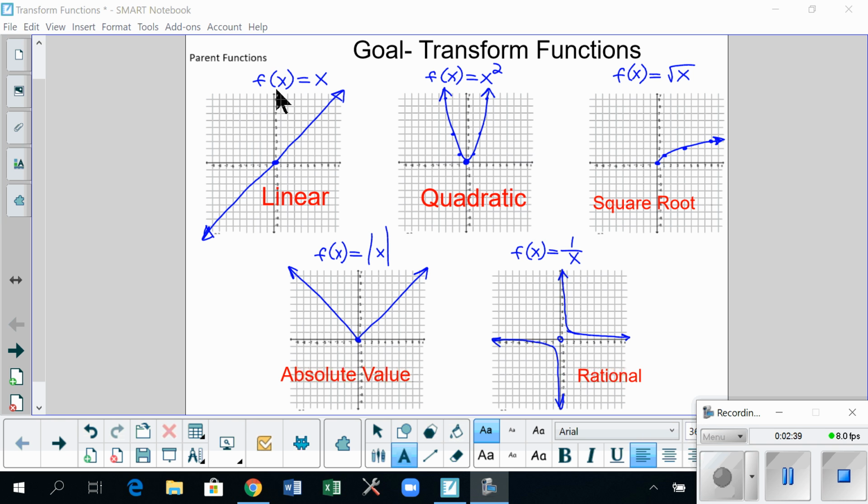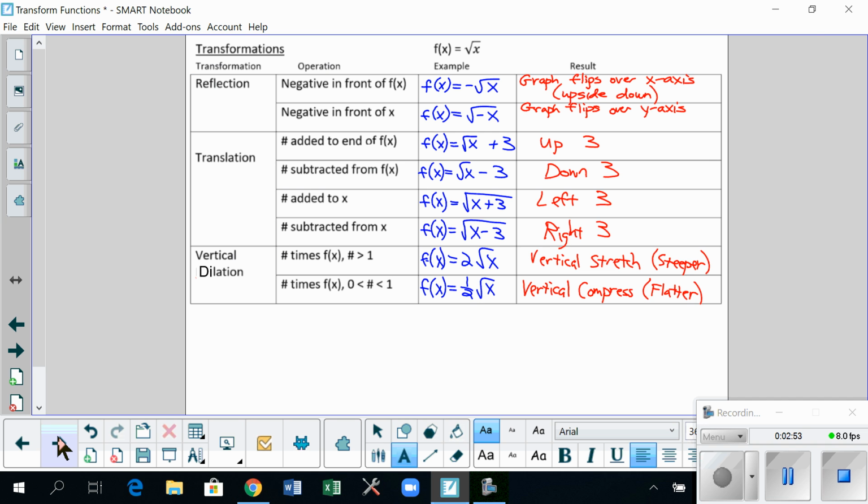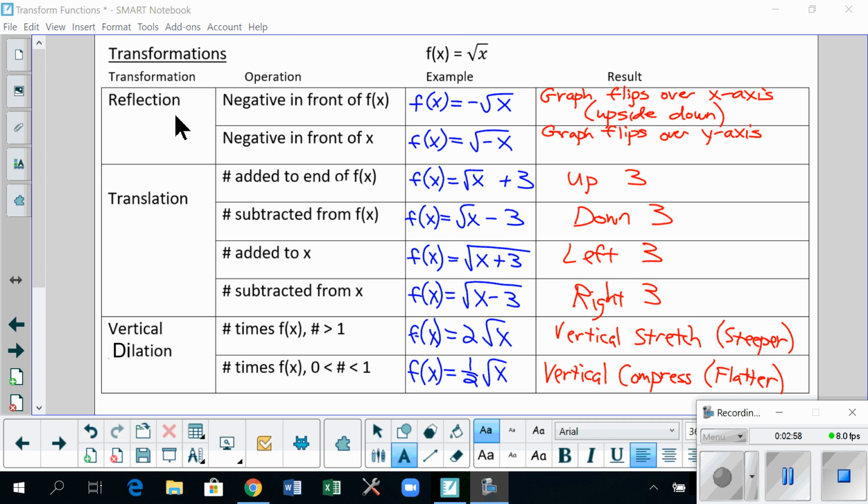So in the rest of this lesson, I'm going to teach you some tricks where you could take any one of these parent functions, of these five different types of functions, and you can perform transformations. You can make them move. Now, here's the main types of transformations that we're going to look at. We're going to look at three transformations called reflection, translation, vertical dilation.